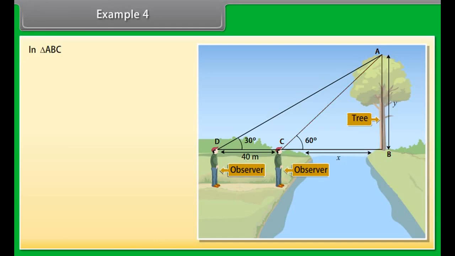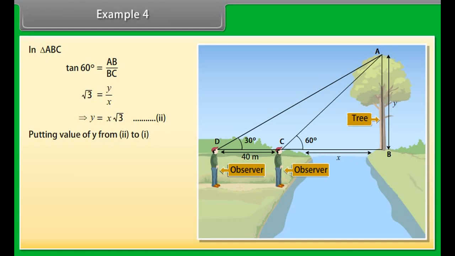In triangle ABC, tan 60 degree is equal to AB upon BC, that is, square root of 3 equals y upon x, which implies y is equal to x into square root of 3. Equation 2. Putting the value of y from equation 2 into 1, we get x plus 40 is equal to x into square root of 3, whole into square root of 3, which equals 3x.